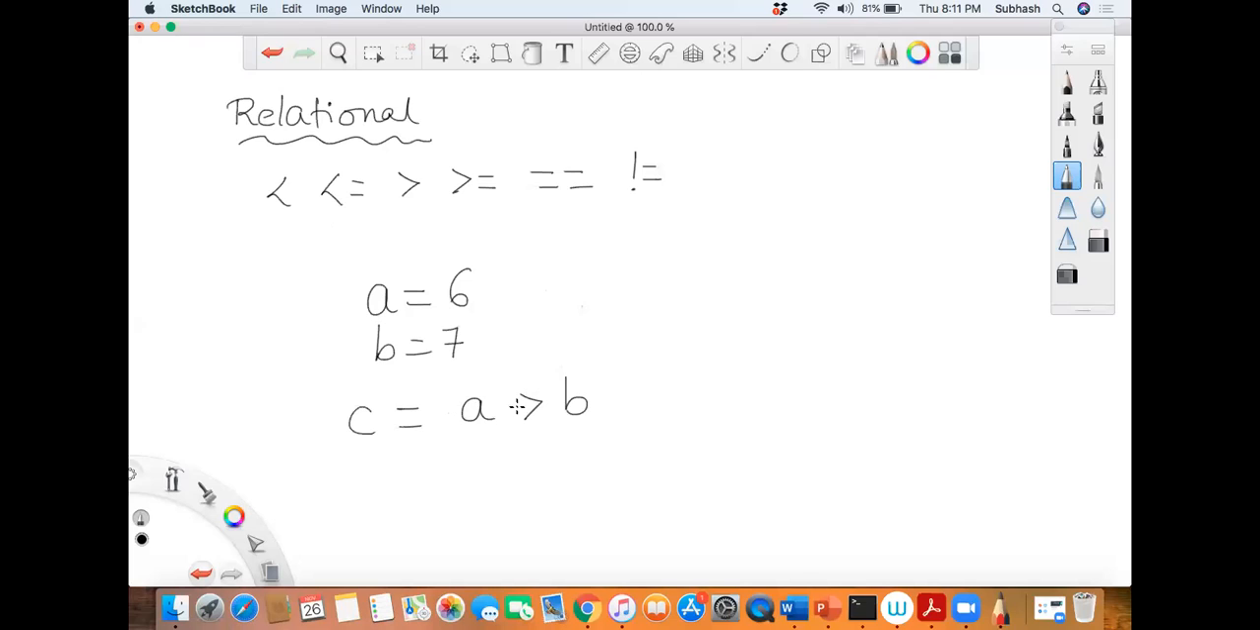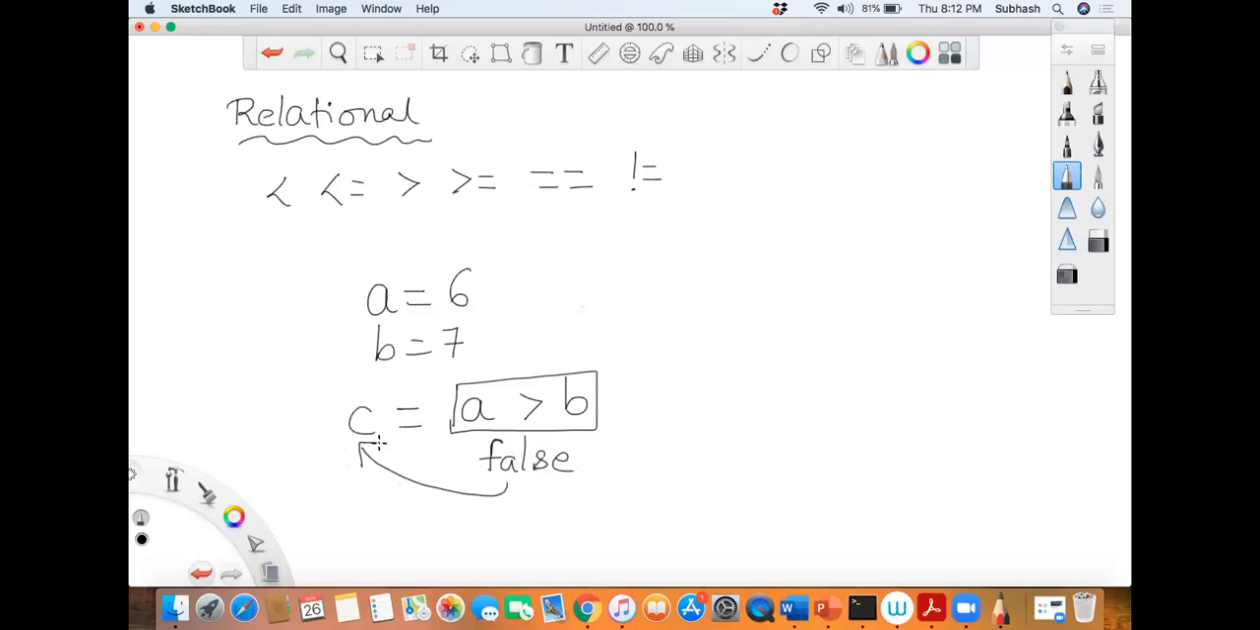Is the value of A greater than B? Yes or no? Tell me. It is no. When you say it is no, this expression will result in a Boolean value called false. This false will get stored into C. In that case, tell me what will be the data type of C, guys?